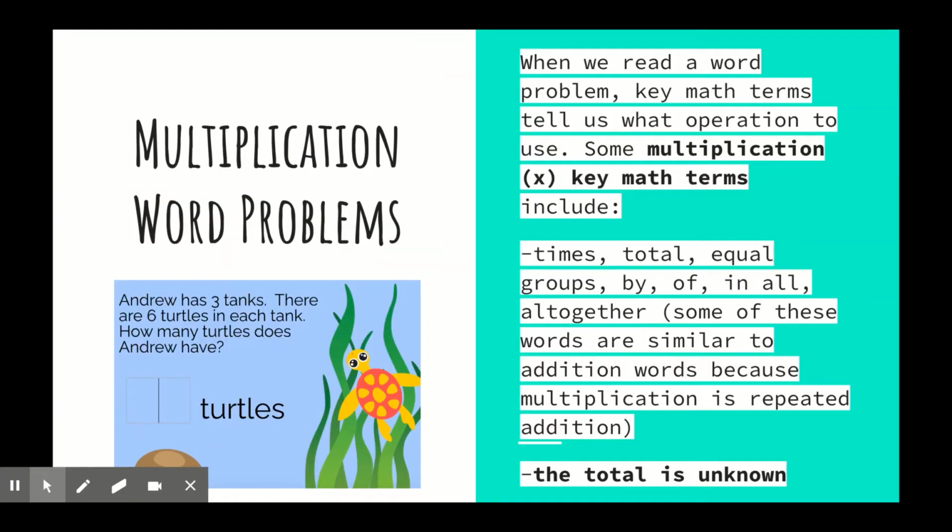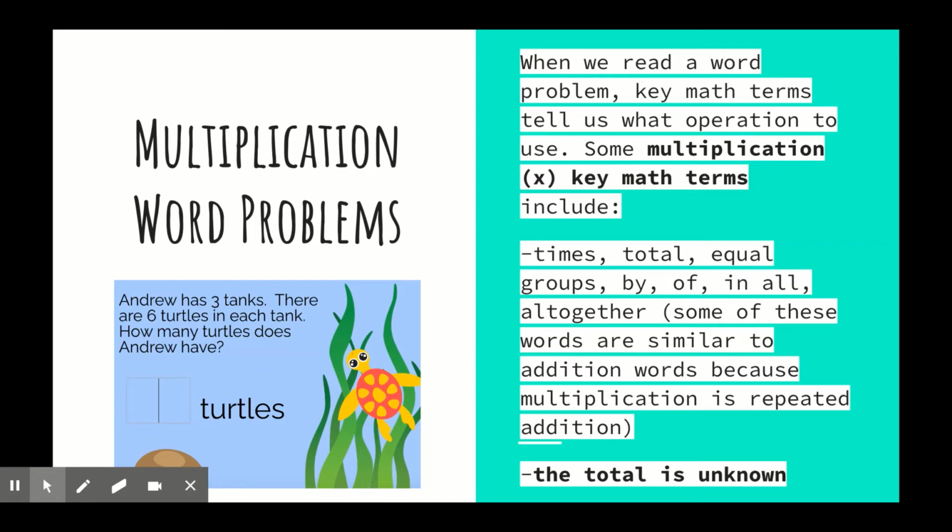All right. So as I said earlier, there are some key terms that tell us when to multiply, to use the X. These include times, total, equal groups, by, of, in, all together. And again, the total is unknown. So looking at this problem here, it says Andrew has 3 tanks. There are 6 turtles in each tank. How many turtles does Andrew have?